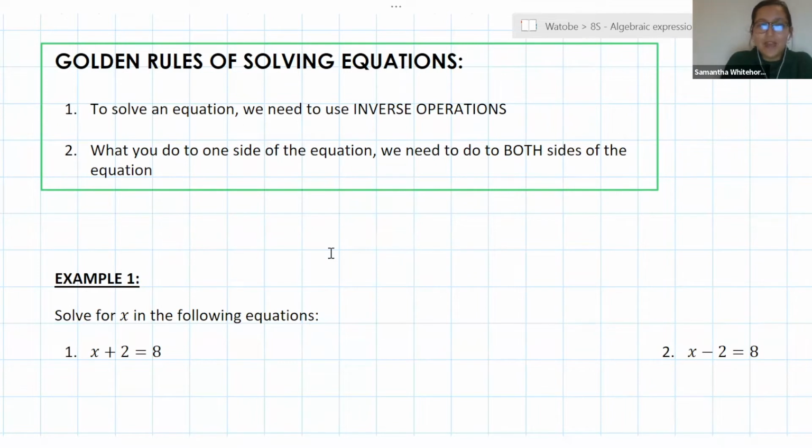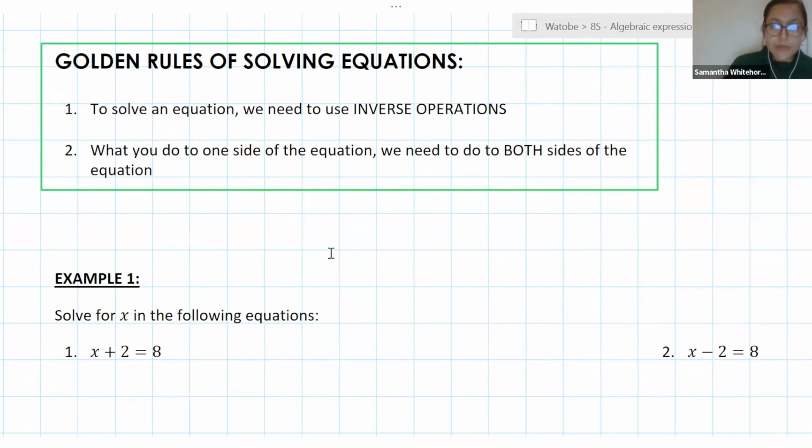When we solve equations, we need to remember two important things. Firstly, to solve an equation, we need to use inverse operations. And what we need to remember is that what we do to one side of the equation, we have to do to both sides, because an equation is something that is balanced. It's saying that the left-hand side is equal to the right-hand side. And so if I'm going to start changing one side, I have to do the same thing to the other side to keep that balance in check.